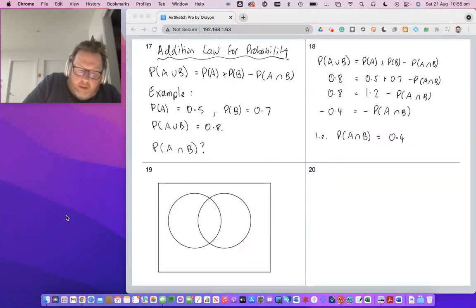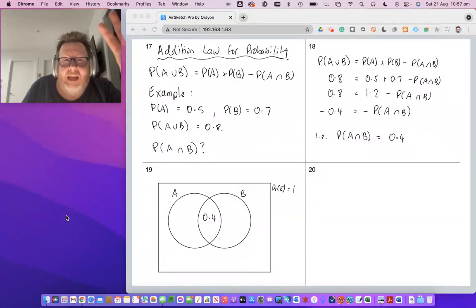I've got A here, got B here. I've got the probability of the universal set is equal to 1. And I guess I'm going to have to assume that, not necessarily, let's see how we go. Okay, so the probability of A intersect B is 0.4, so I'll fill that in here. The probability of A is 0.5.